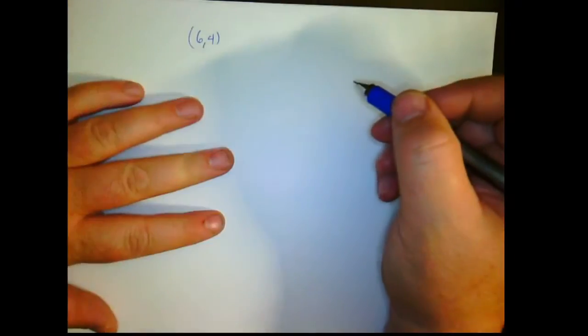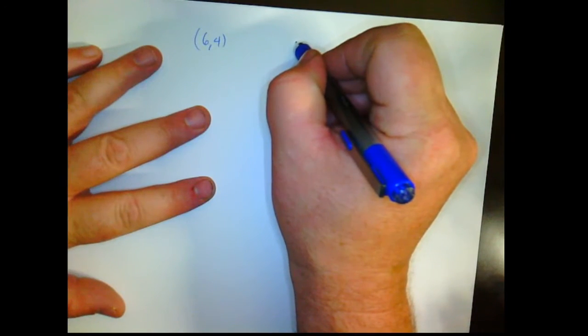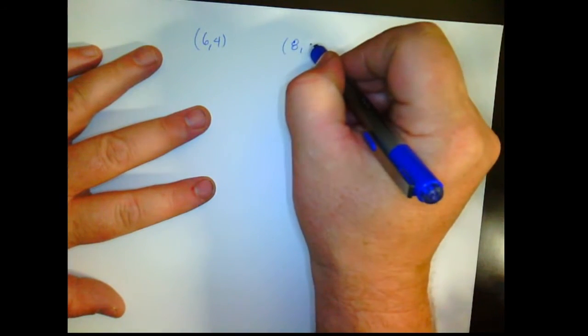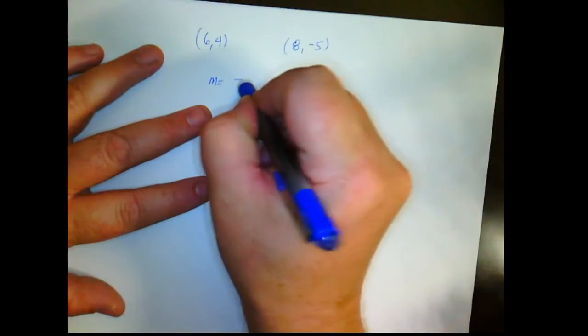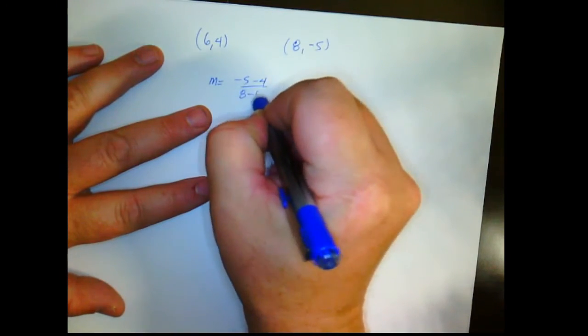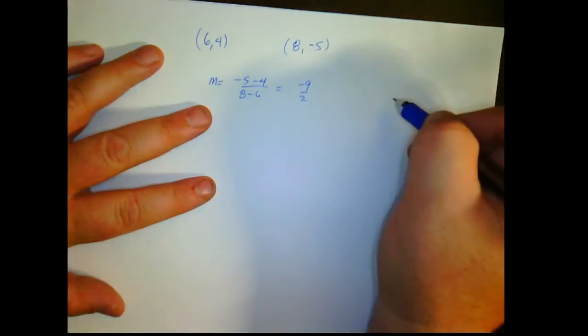Okay, last one. We're going to do one that for sure has a fraction. Okay, let me see here. Where'd my paper go? Okay, so let's do (6, 4) and let's do (8, negative 5). So this one's going to have a fraction, I'm pretty sure. So let's find out. So negative 5 minus 4 over 8 minus 6. It's negative 9 over 2.